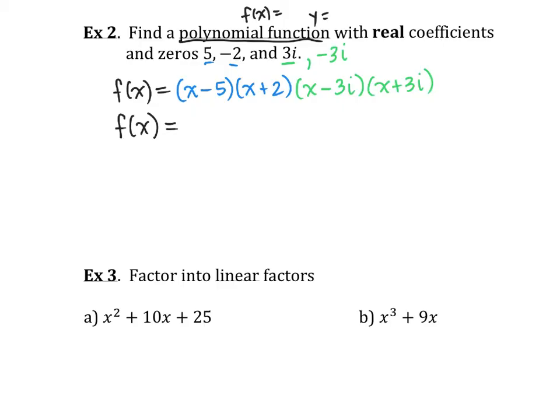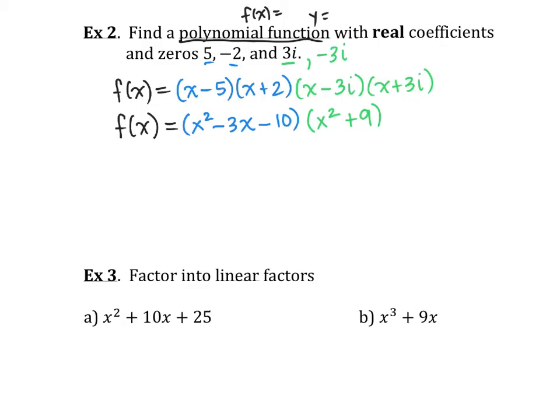How you multiply it out, which ones you do first, is up to you. I can see that doing my two blue factors together is going to be easier, and doing the two green ones together is going to be easier because I can do them in my head. Okay, so for the blue ones, x squared plus 2x minus 5x is minus 3x minus 10. Okay, then if I multiply the two green factors, I get x squared minus 9i squared. But I know that i squared is negative 1, so negative 9 times negative 1 turns this into x squared plus 9.